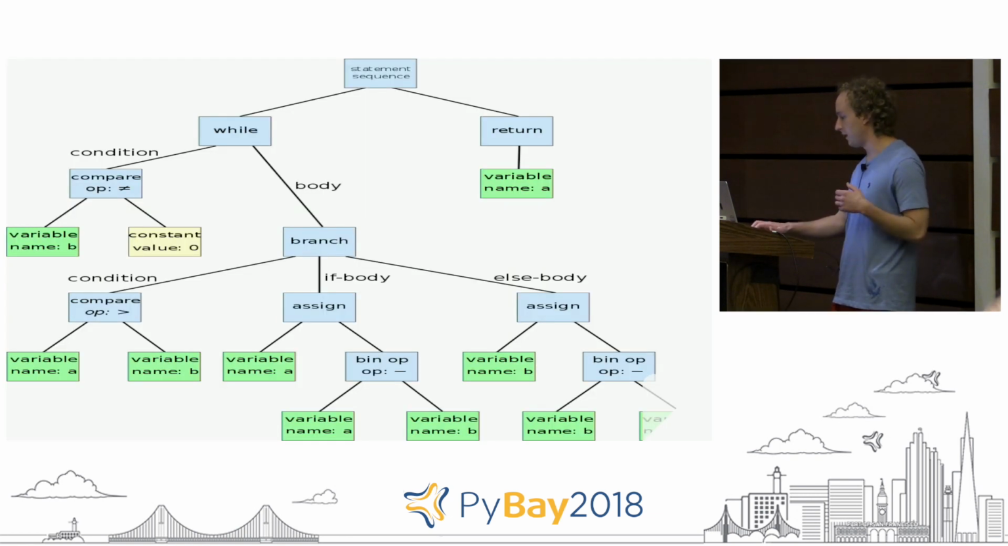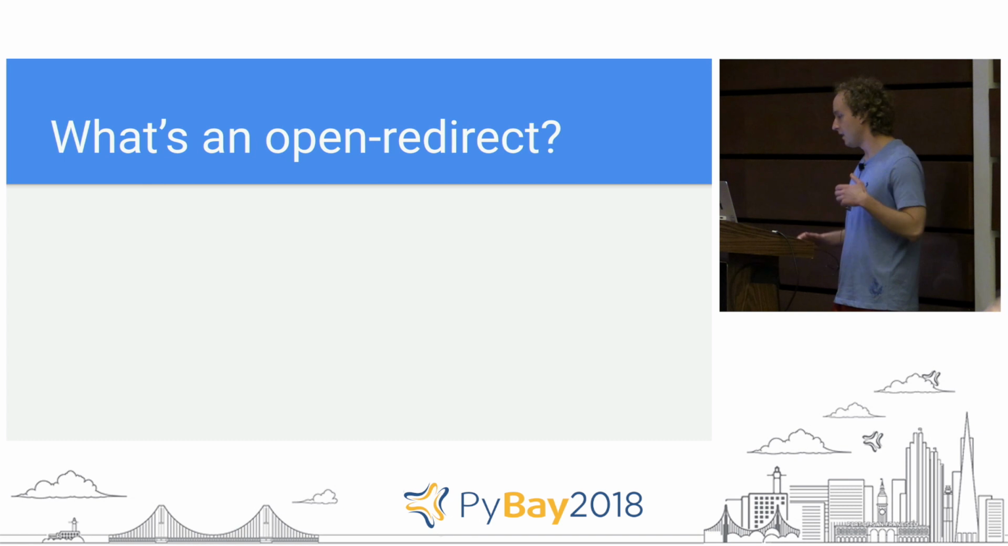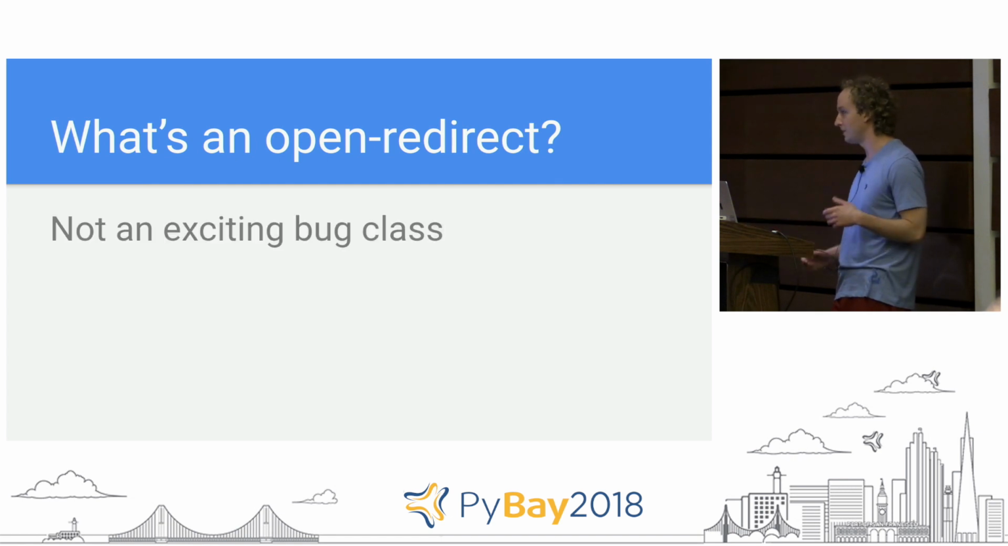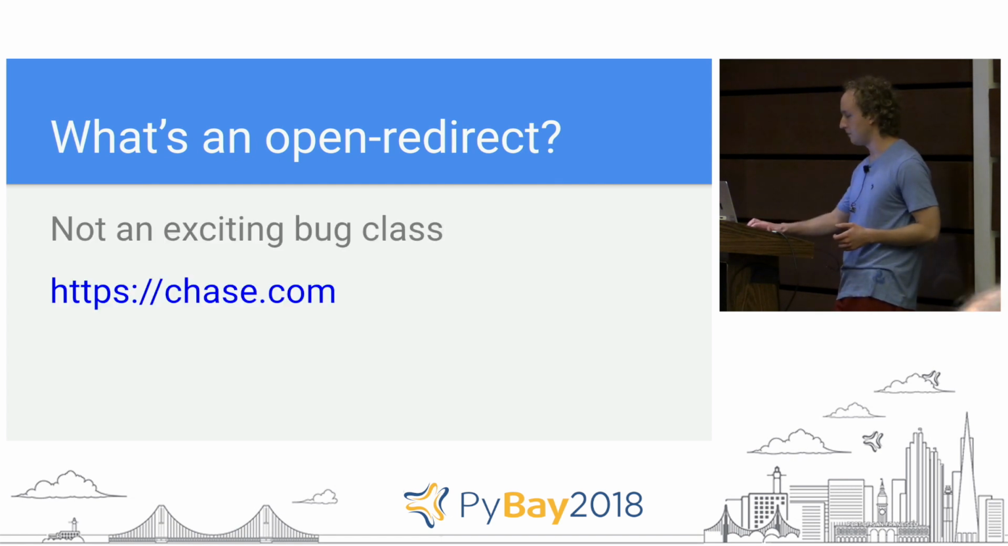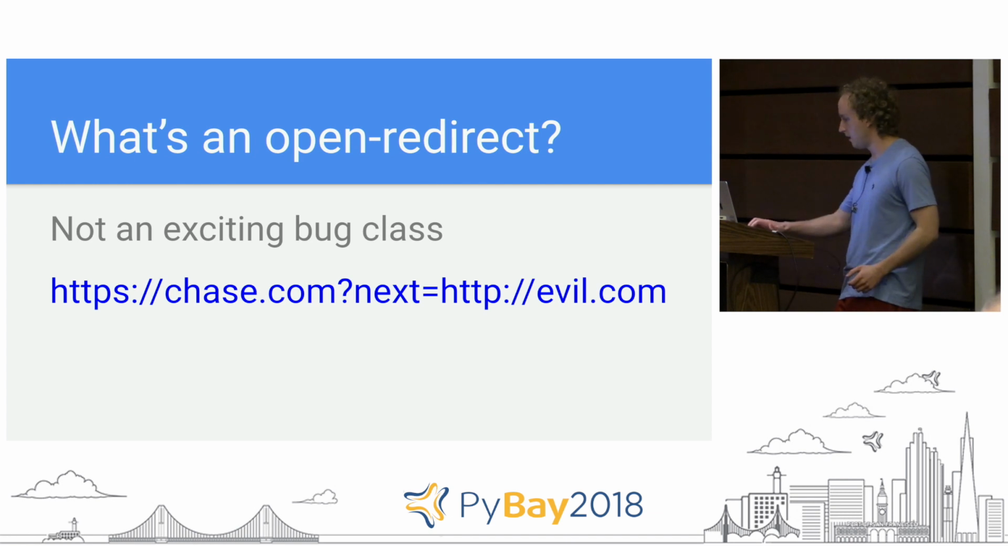And so how effective is this, source to sink and def-use and et cetera, et cetera? So I looked for open redirects in a bunch of open source Flask projects. What's an open redirect? It's not a very exciting bug class. You send your grandma chase.com, and chase.com takes a next parameter, and chase.com doesn't whitelist your next parameter, and so they get sent to evil.com where they phish your grandma's username and password.